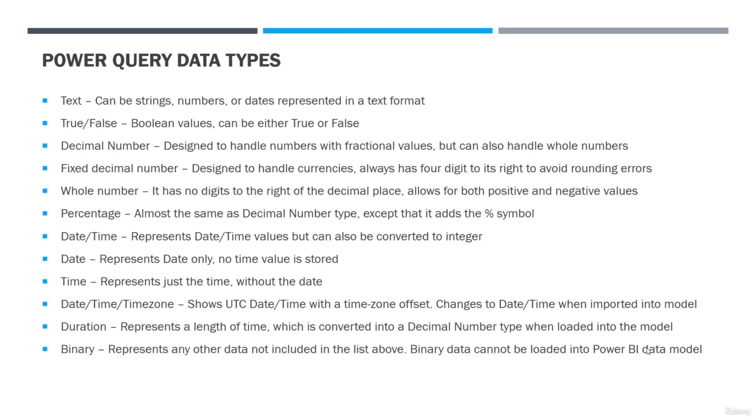Power Query has 12 different data types: text, true false, decimal number, fixed decimal number, whole number, percentage, date, time, date time, time zone, duration, and binary. If this is the first time you come across data types, you may feel a bit intimidated. Relax. Just because there are 12 types does not mean that you should expect to work with all of them. However, we're going to cover each data type to make sure that by the end of this lesson, you will feel confident choosing the correct data type.